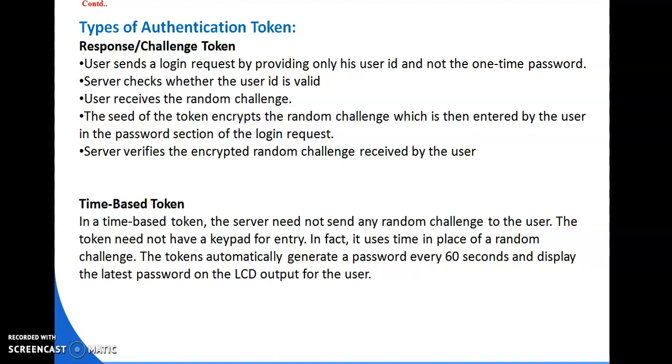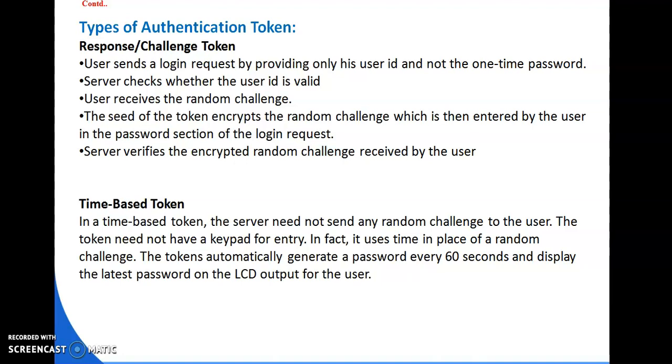Next is the time-based token. In a time-based token, the server need not send any random challenge to the user, and the token need not have a keypad for entry. In fact, it uses time in place of a random challenge, and the token automatically generates a password every 60 seconds and displays the latest password on the LCD output for the user.